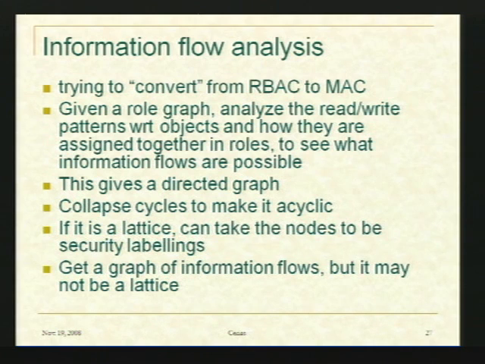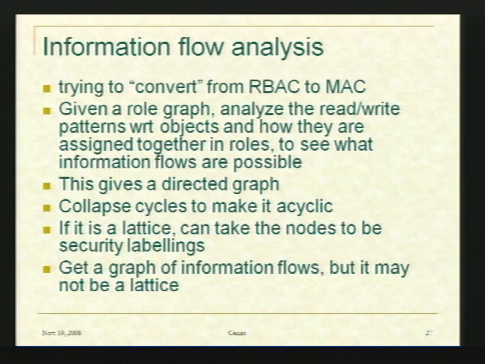And the crucial thing here is that when you're assigned a role, you get all the permissions. There's no leeway there. It comes as a unit. And so you end up with a graph that shows where information flows are possible. You collapse cycles because the things in a cycle flow to each other, so they're going to end up with the same label if you're going to label things. Now, you don't always get a lattice. Not every acyclic graph is a lattice. Okay? And so if it is a lattice, you're done. If it's not a lattice, you can just say this is the information flow, or you can fool around with it a bit and try and turn it into a lattice by collapsing some of the roles together.